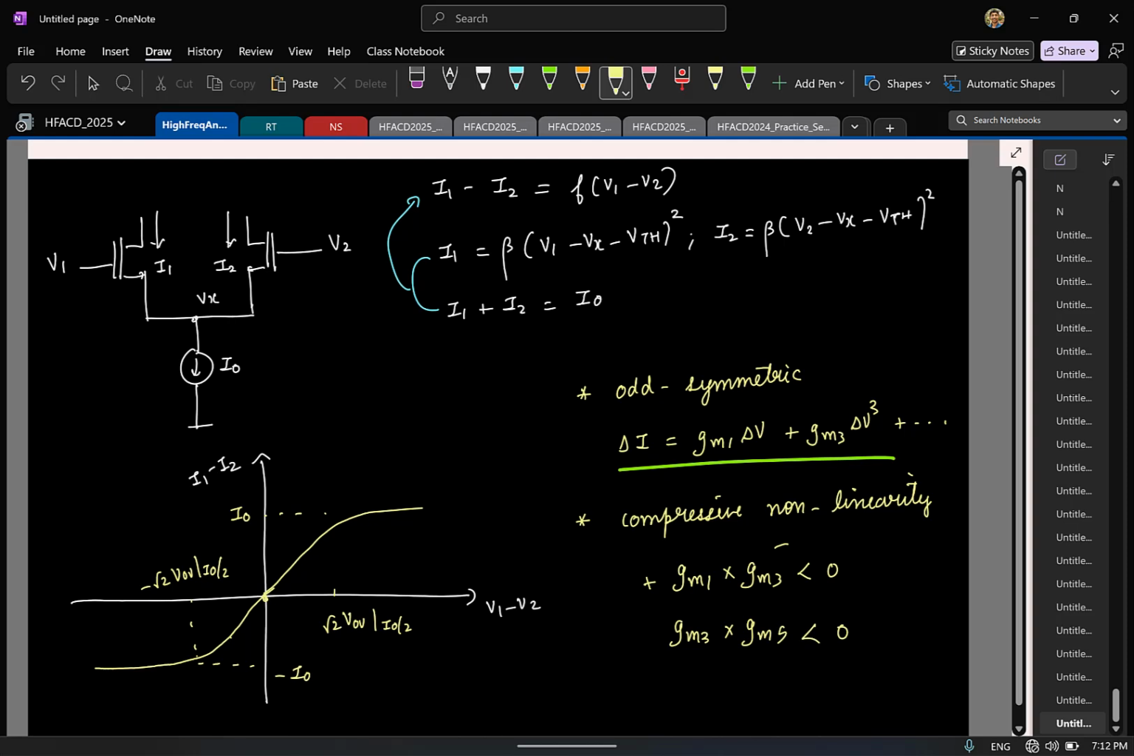In that equation, are we considering delta v as the complete signal or just a small signal? No, it is a complete signal. V1 minus V2 I have defined as delta V. Okay, if that is not clear.